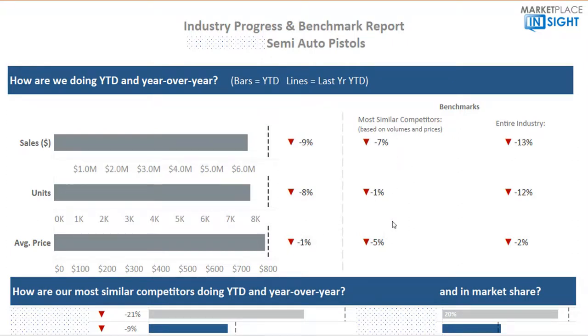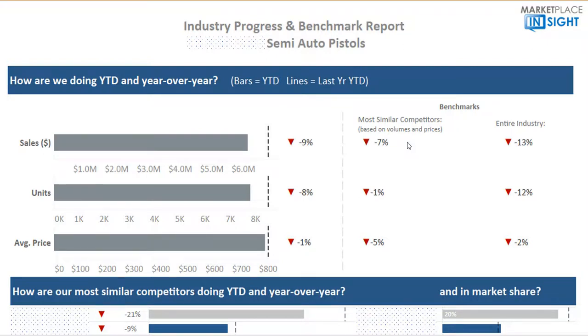Okay, then we can see we've got two layers of benchmarks here to provide context around the numbers. Your most similar competitors are those who are the most like you in terms of prices, units sold, or dollars transacted. Okay, this allows us to compare more apples to apples rather than getting the largest manufacturers and the smallest manufacturers, because that's often not a fair comparison.